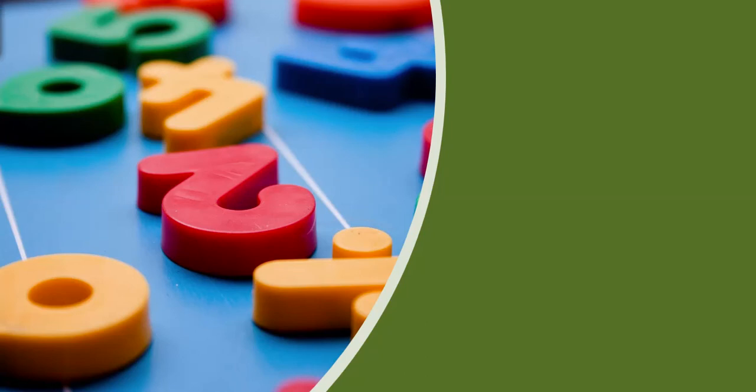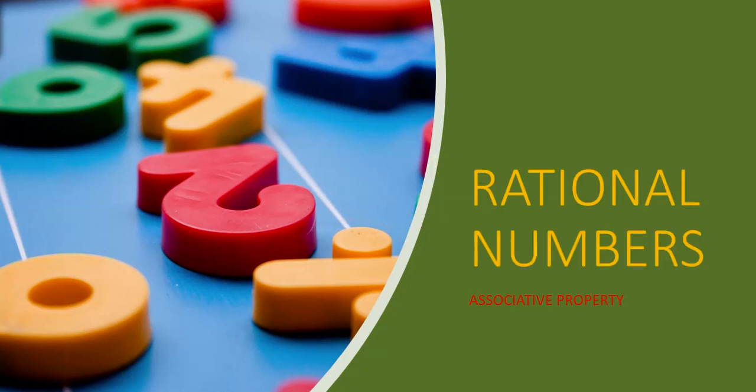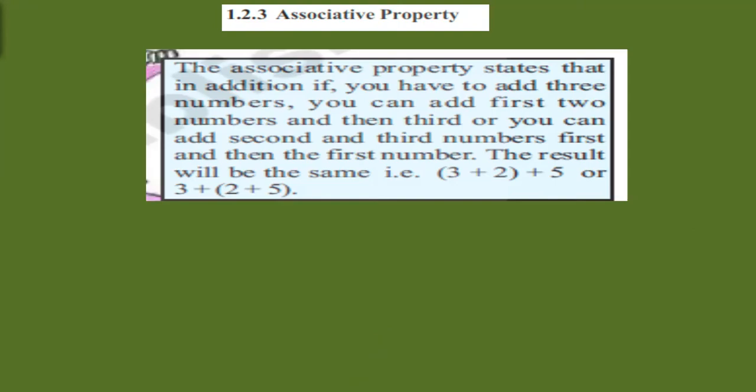Today we are going to learn about properties of rational numbers. Already we have discussed in previous sessions closure property and commutative property. Today we are going to learn about associative property of rational numbers. Now check on this slide.